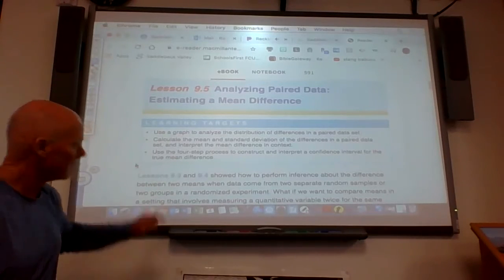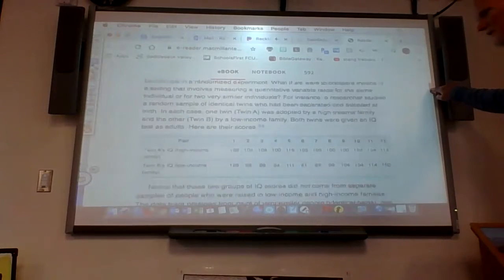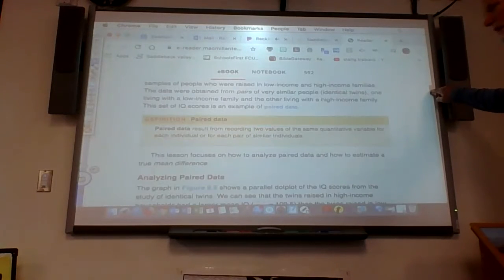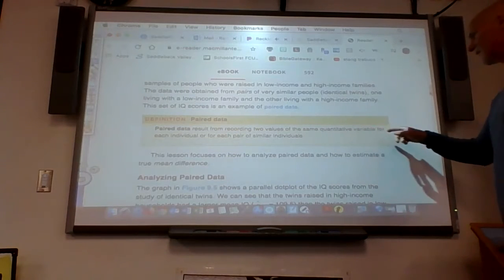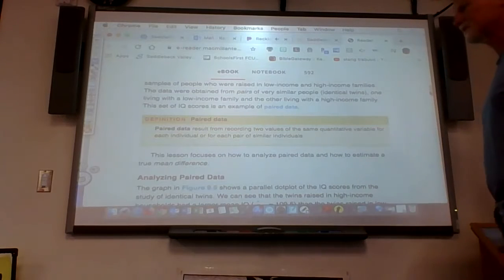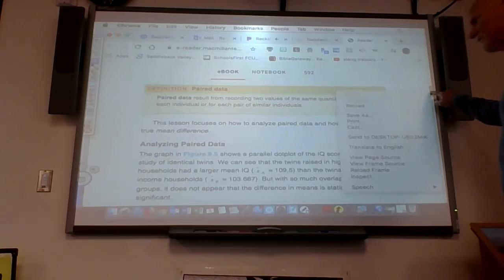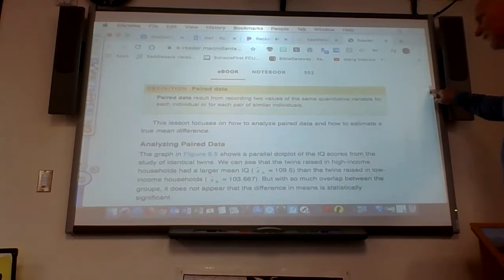Now, in this, I want to go over requirements. They do talk about requirements for paired data. So paired data result from the recording of two values of the same quantitative variable for each individual or each pair of similar individuals. So that's what we're looking for. And I've already given you a number of examples for that.